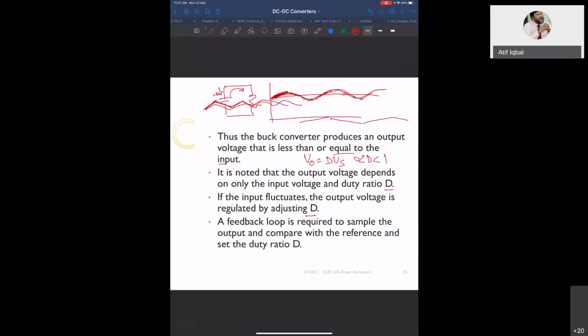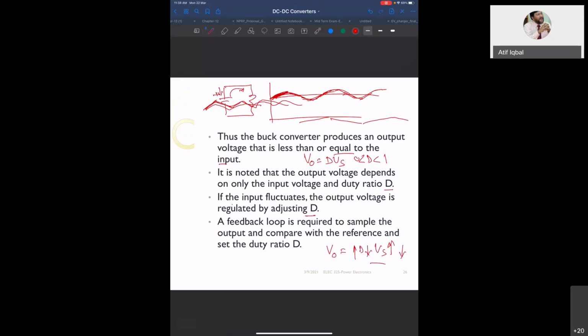So if the input is changing, but you want the output to be constant, suppose your Vs is changing, what you can do is reduce your D, then you can keep the product constant. Or if Vs is going down, you can increase your D so that you keep your product constant. So you adjust the value of duty ratio if there is a change in the source voltage, so that you keep your output voltage constant.